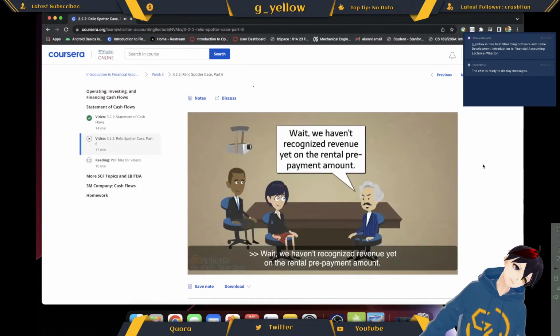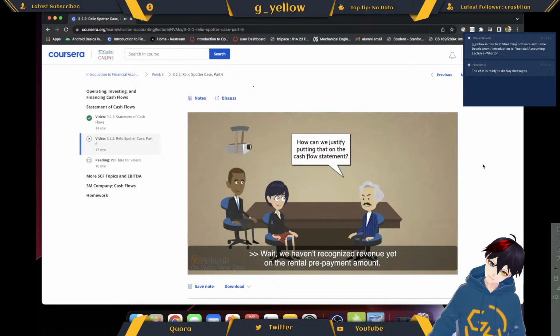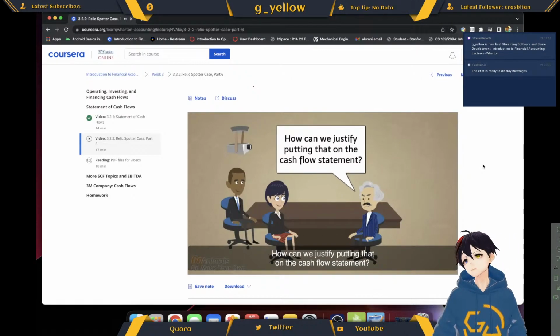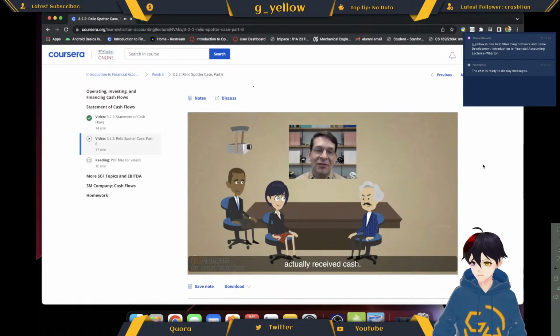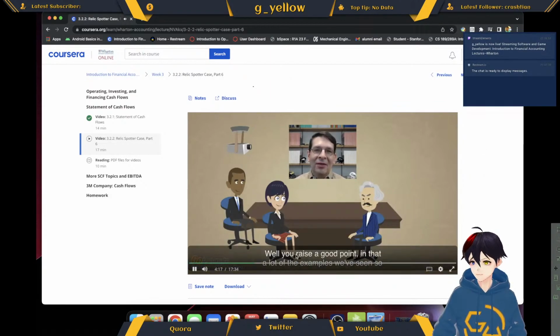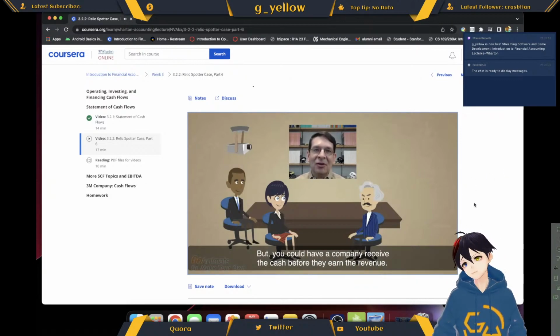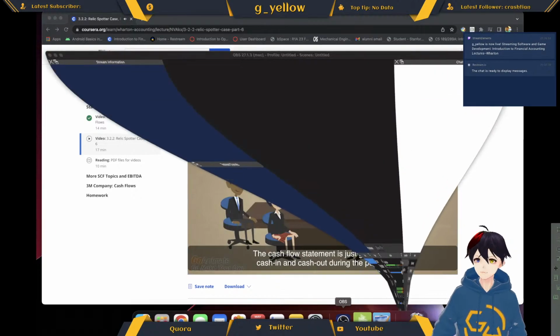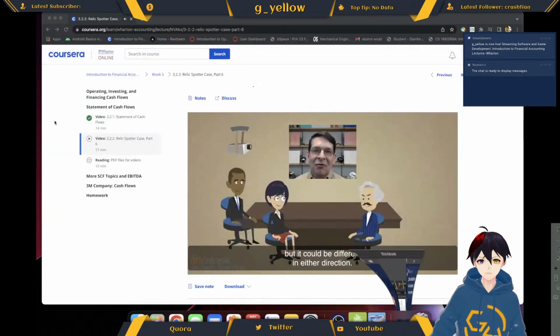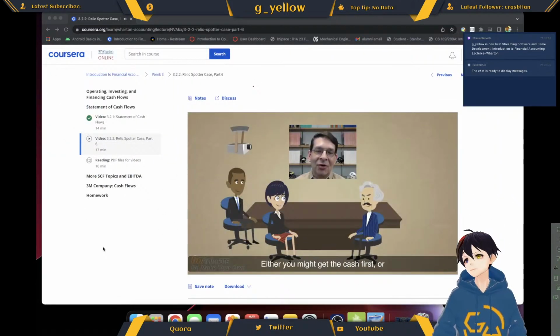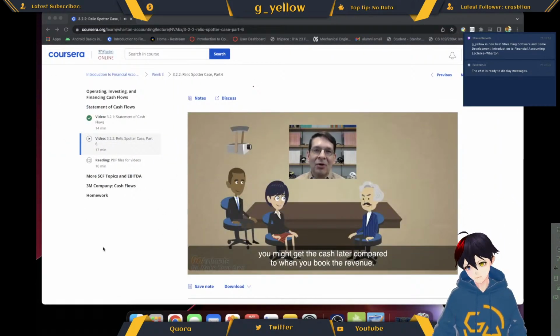Wait, we haven't recognized revenue yet on the rental prepayment amount. How can we justify putting that on the cash flow statement? Well, we can justify putting it on the cash flow statement because Relic Spotter actually received cash. But you raise a good point in that a lot of the examples we've seen so far, companies are recording revenue before they receive the cash, and so we have a change in accounts receivable. But you could have a company receive the cash before they earn the revenue. The cash flow statement is just giving you cash in and cash out during the period, and that's going to be different from revenue, but it could be different in either direction. Either you might get the cash first, or you might get the cash later compared to when you book the revenue.